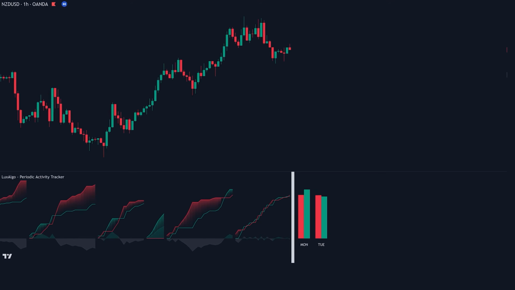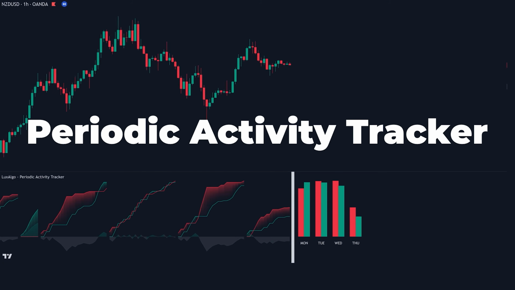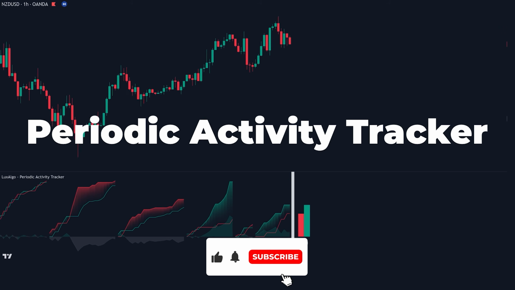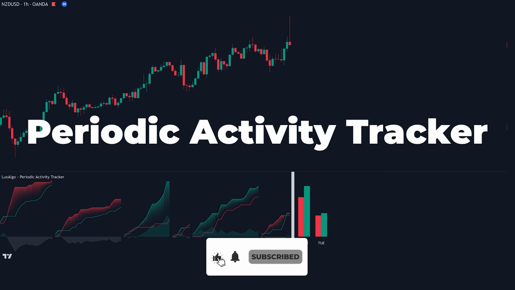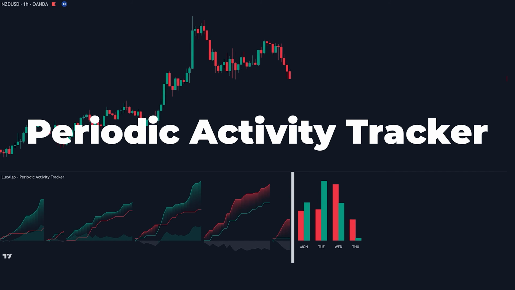Welcome, traders. Today, we're checking out the Periodic Activity Tracker, a tool designed to give you a clearer picture of market trends. We won't just talk about what it does, we'll show you how to use it every day to find new trade opportunities and make better decisions about where the market's going.